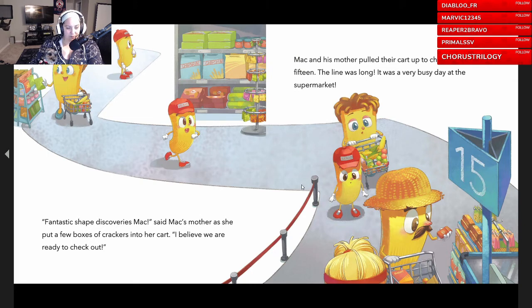"Fantastic shape discoveries, Mac," said his mother as she put a few boxes of crackers into her cart. "I believe we are ready to check out." Mac and his mother pulled their cart up to the checkout counter 15. The line was long. It was a very busy day at the supermarket.